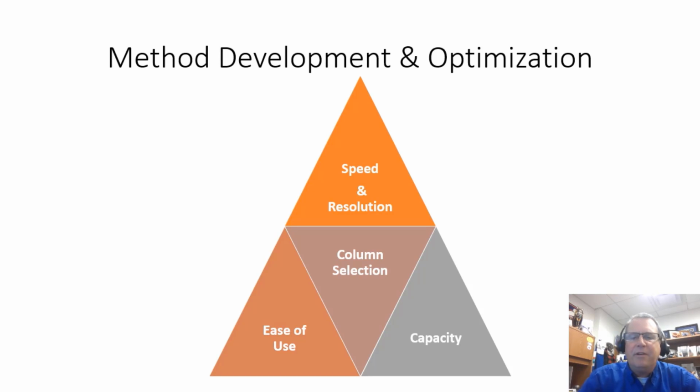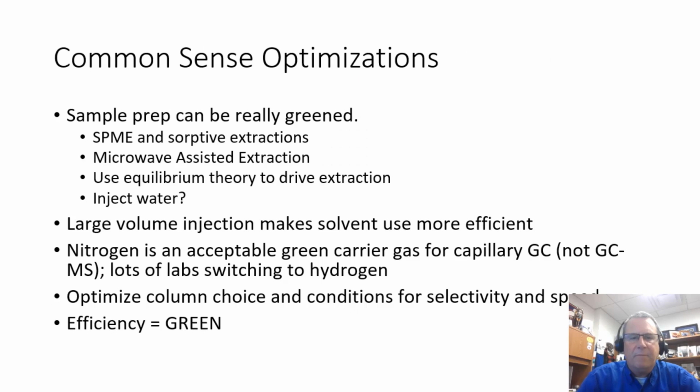So we think about method development, and this is the classic triangle. You think about it: resolution, ease, capacity, greenness. These are all things we should be discussing as we think about method development. So a few common sense optimizations. It looks like my timer here says I have about a minute and a half left. Sample prep, we really can green it up. We can do SPME, we can do sorptive extractions, we can do microwave assisted extraction, we can do all kinds of techniques that CEM and Lucidity work well with to do that.